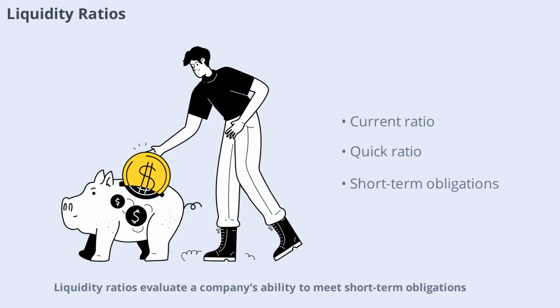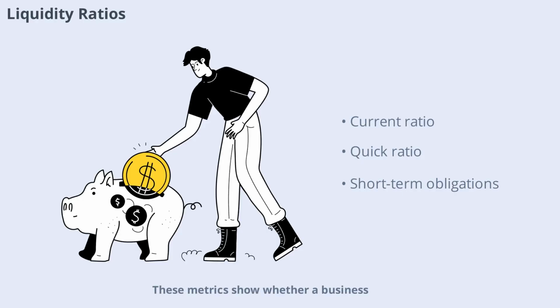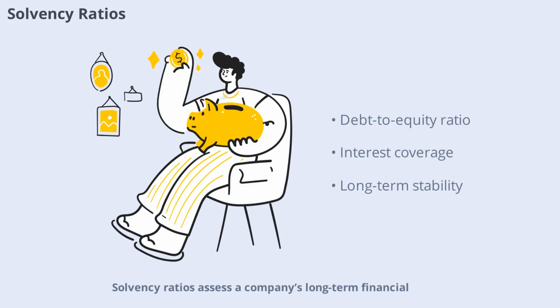Liquidity ratios evaluate a company's ability to meet short-term obligations. Key ratios include the current ratio and quick ratio. These metrics show whether a business has enough assets to cover its liabilities. High liquidity ratios suggest financial stability, while low ratios may indicate risk of insolvency. Liquidity analysis is crucial for creditors and management, as it affects the company's ability to operate smoothly and avoid financial distress.